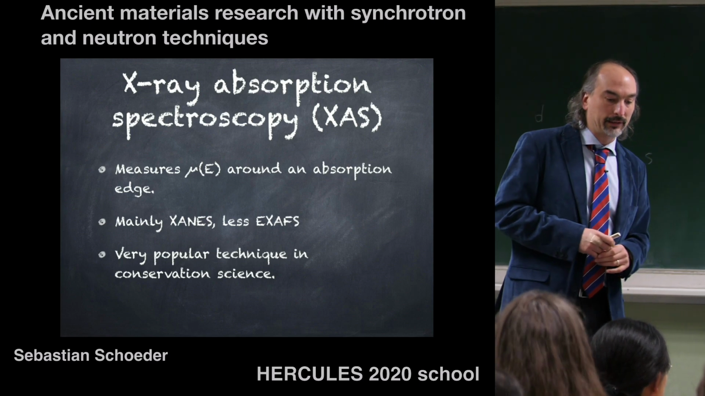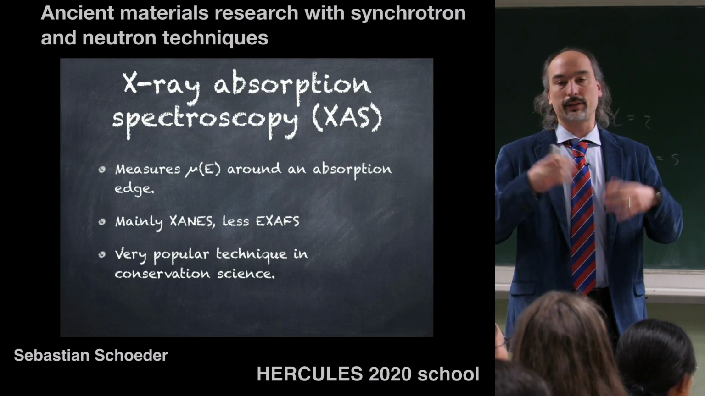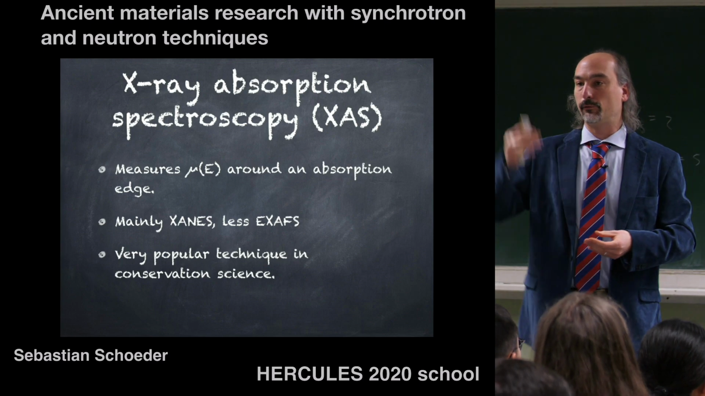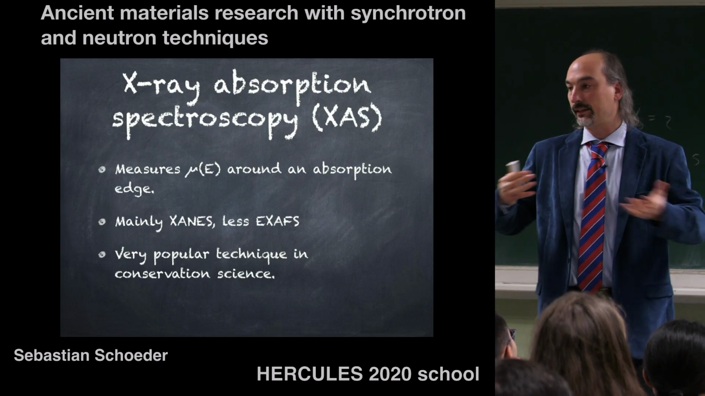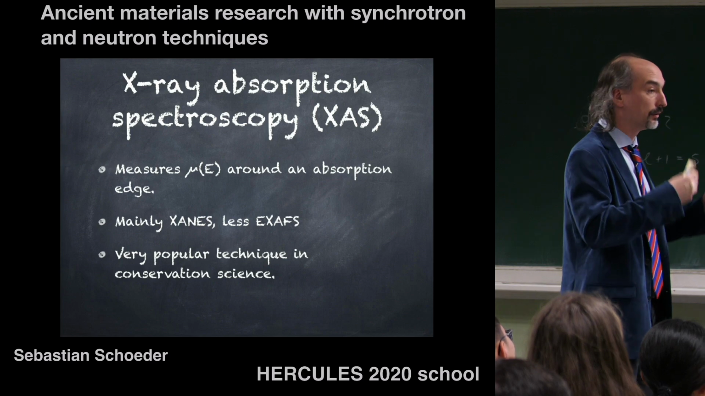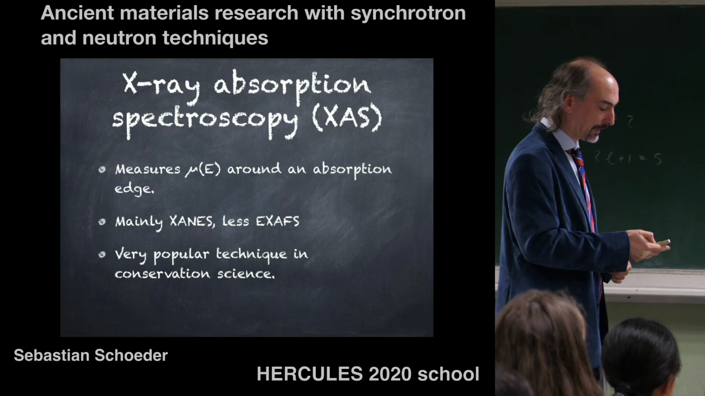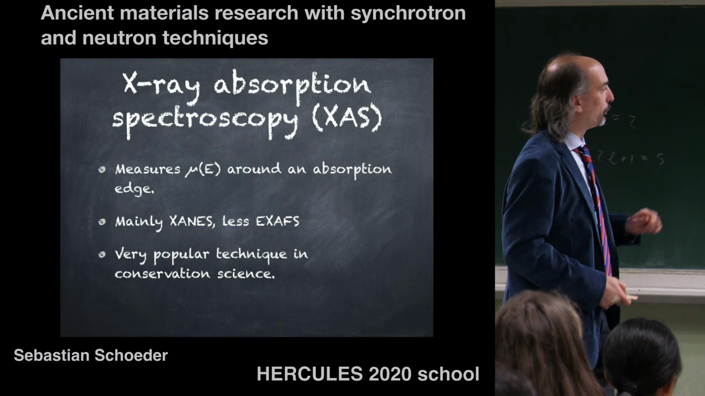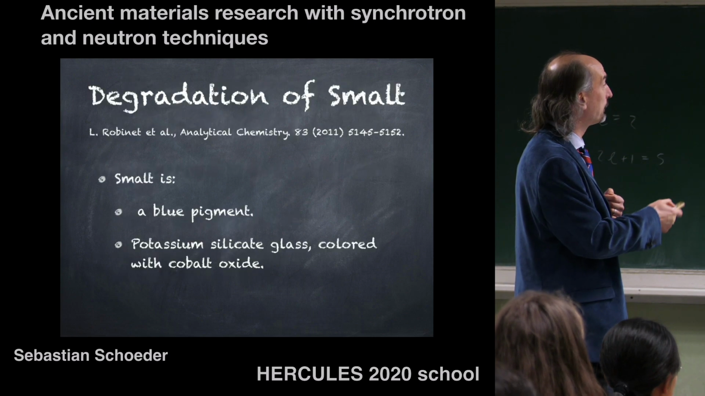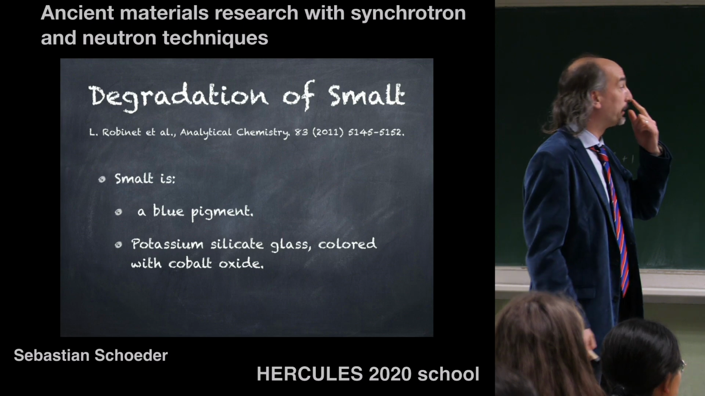It's a very, very popular technique in conservation science, because in conservation science, we're typically interested in following chemical reactions that are taking place over long time scales. And so we want to know what is the oxidation state, for example, of our element. And this is also the example I want to show you, from conservation science. So we're going to have a look at the degradation of smalt.